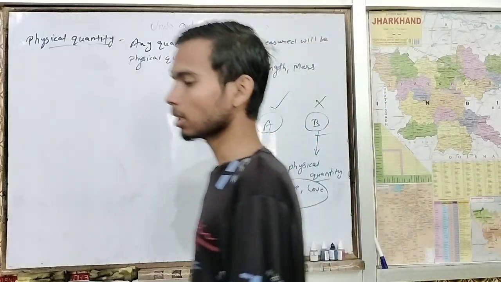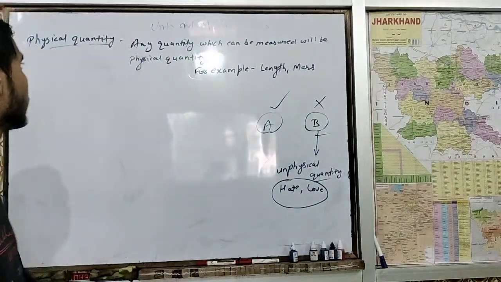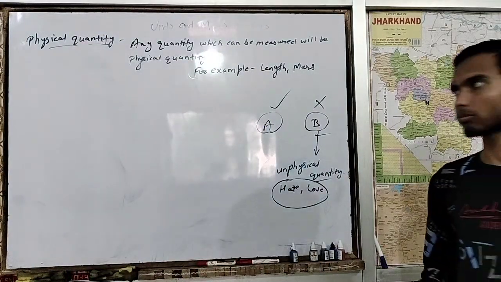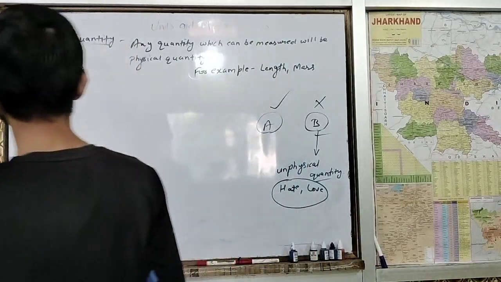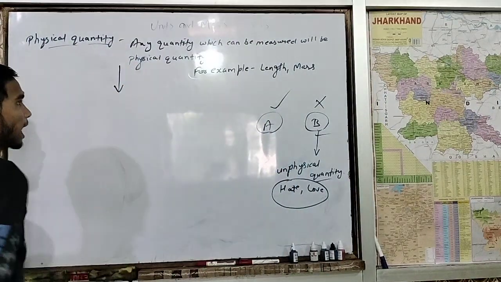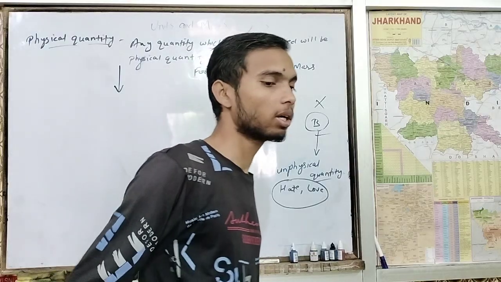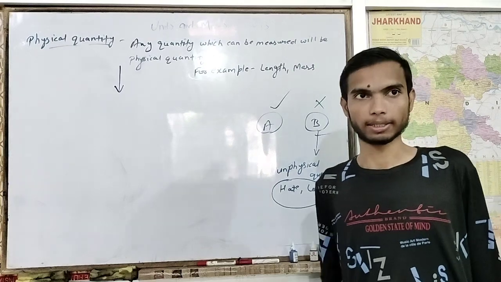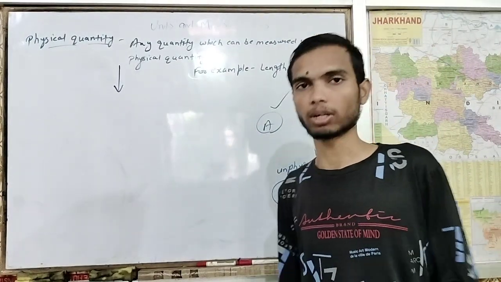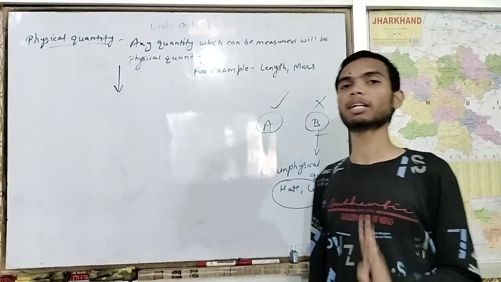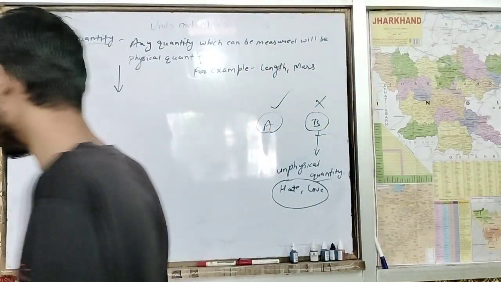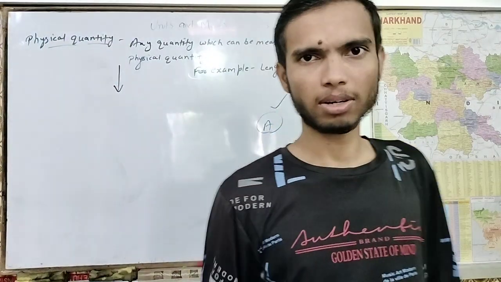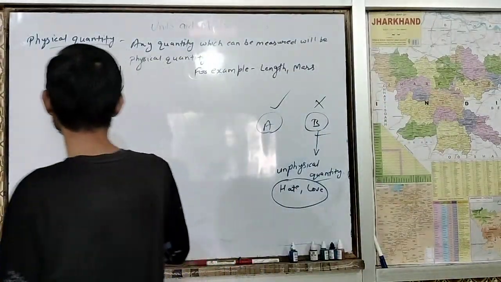Okay? Right now you have understood the meaning of this and the meaning of the unphysical quantity. Now we are able to move ahead. Ahead of it we will understand fundamental quantity and derived quantity. But let me first explain about the unit. After understanding unit, we will see fundamental quantity and derived quantity. Okay, don't worry.